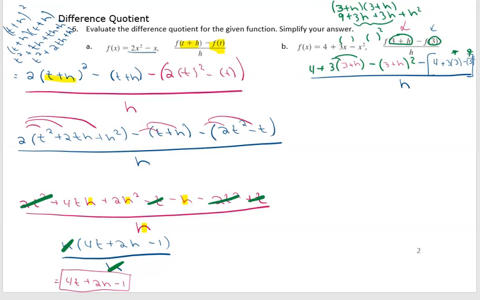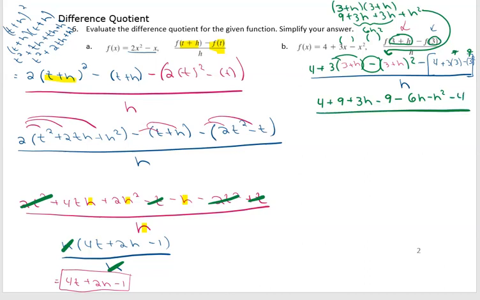All right, if we put all that together, we are left with 4 plus 3 times 3 is 9, plus 3 times h is 3h, minus. So this piece here was where we did our squared. Don't forget your subtraction here. So minus 9. 3h plus 3h gives us 6h, so minus 6h minus h squared. And then all we had left over here was our minus 4. All over h.